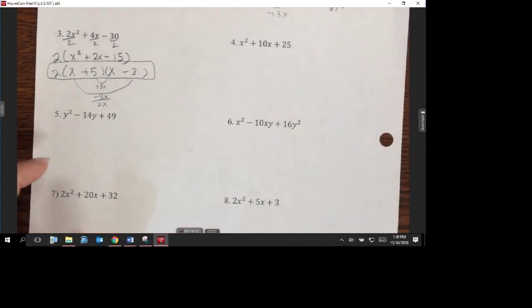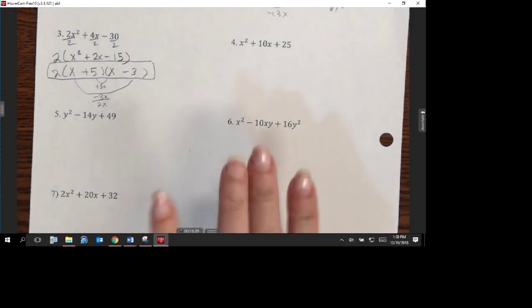See, I automatically think about the difference of squares as I'm writing it, so I keep forgetting to say it to you, but it's in my head every time. You always want to check.